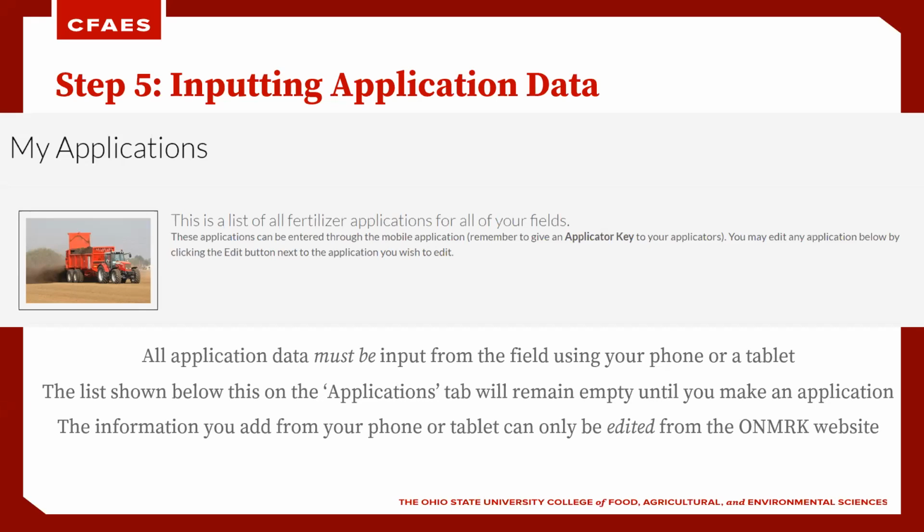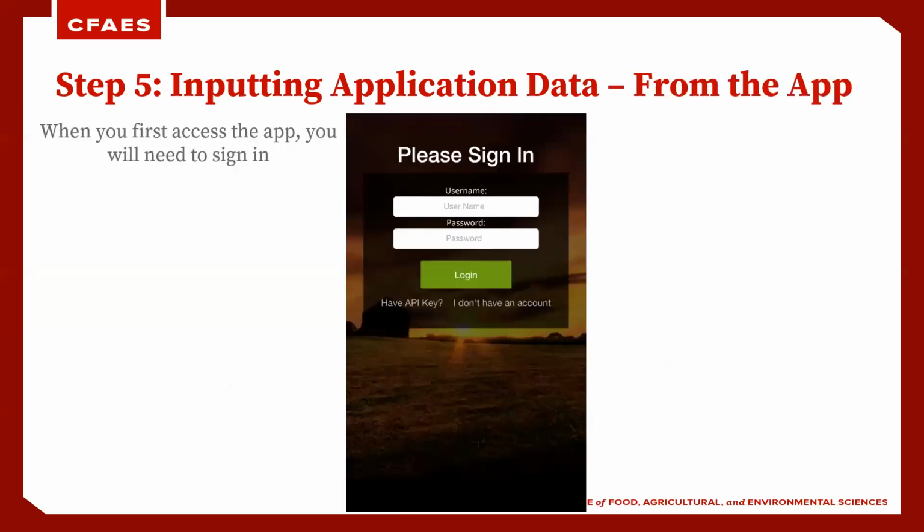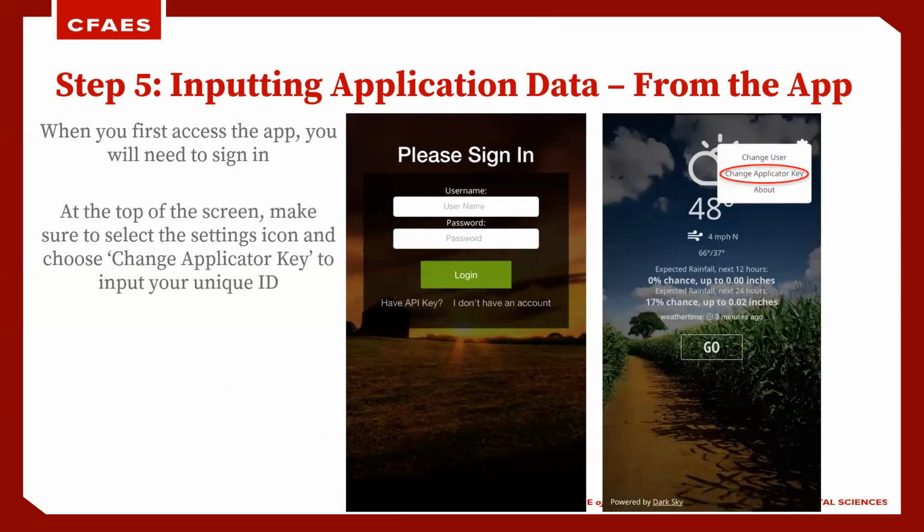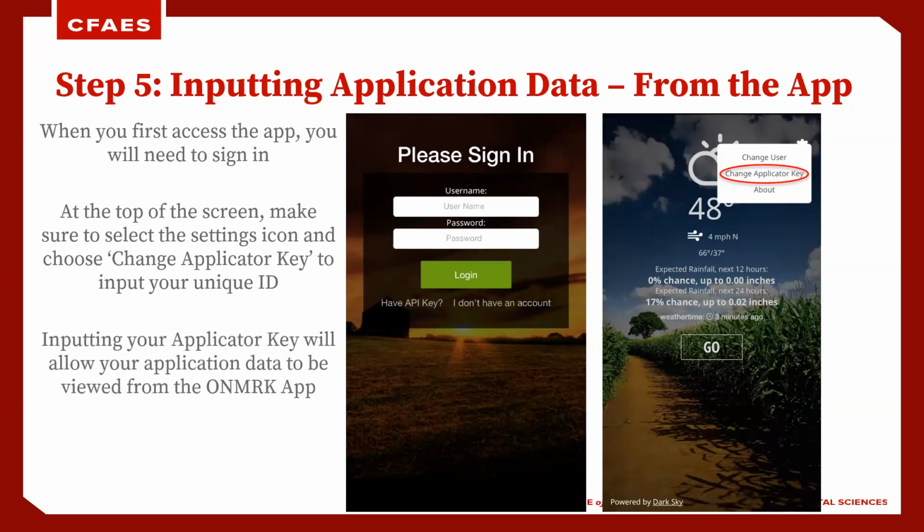So the list shown below, this applications list, won't show anything until you make an application, which is why mine didn't say anything here. So from the app, when you first access the app, you have to sign in. And at the top of the screen, when you first open it and sign in, you'll have to select the settings and then change applicator key to input your unique ID.